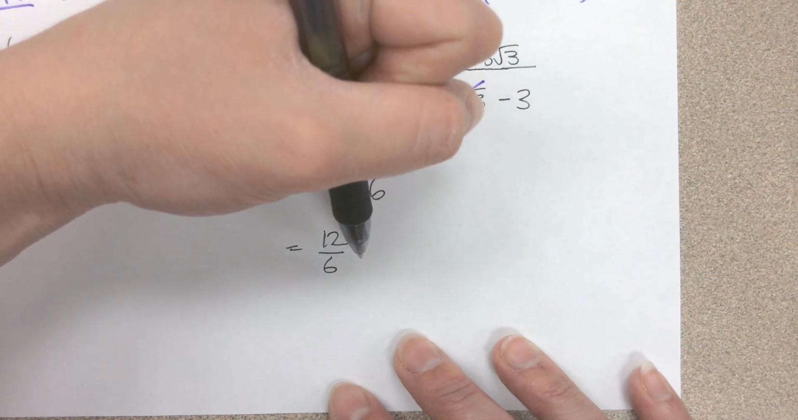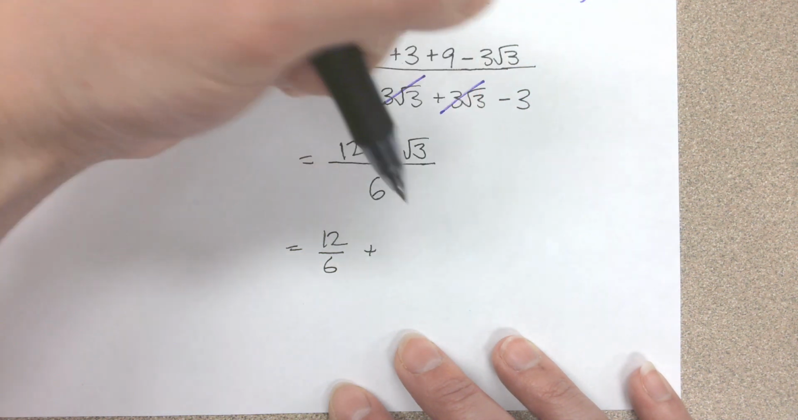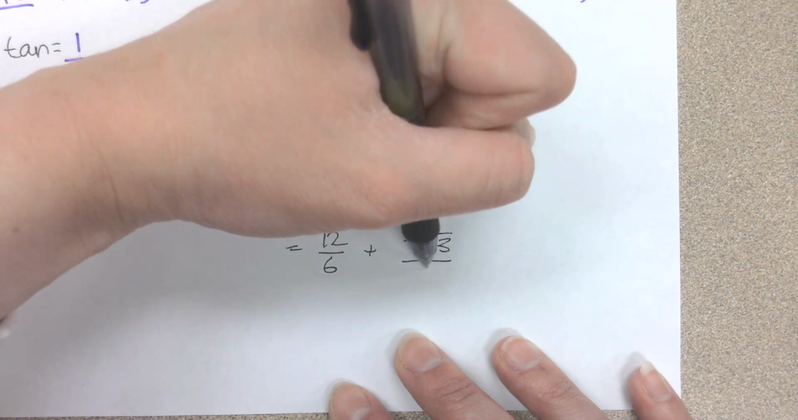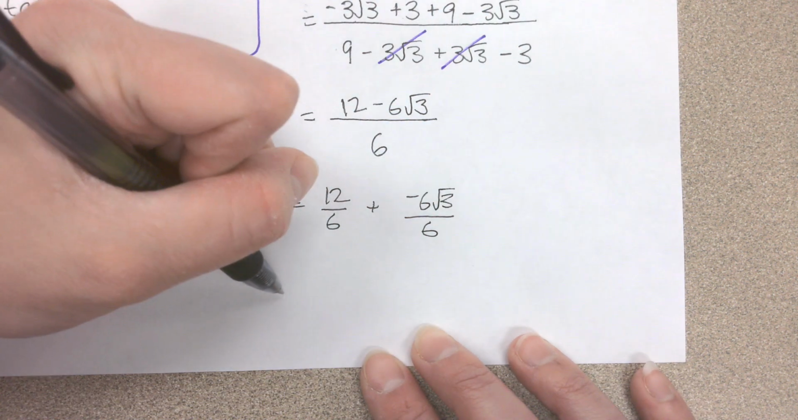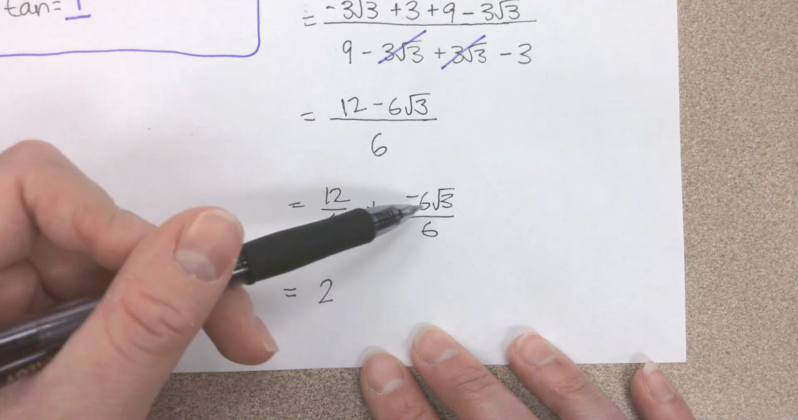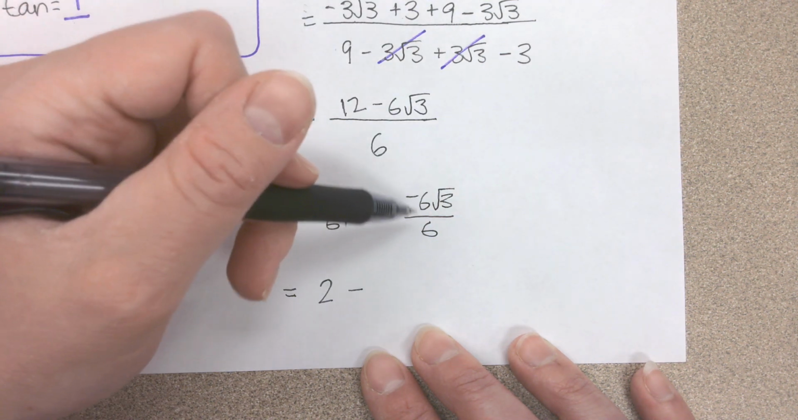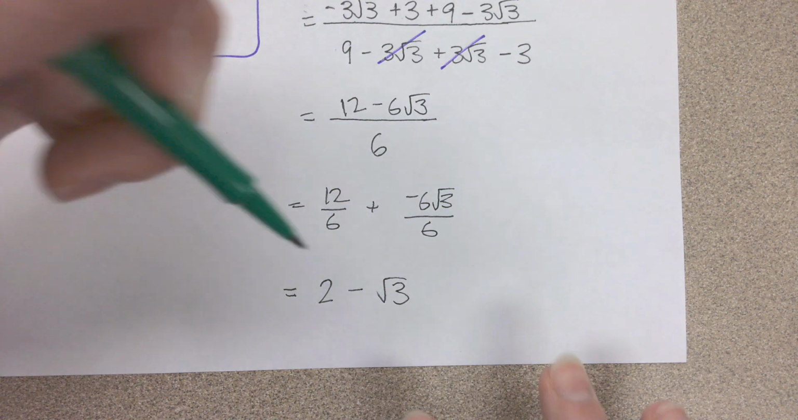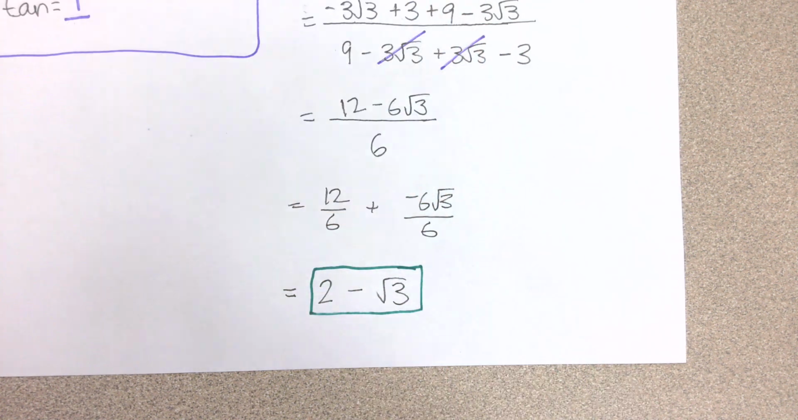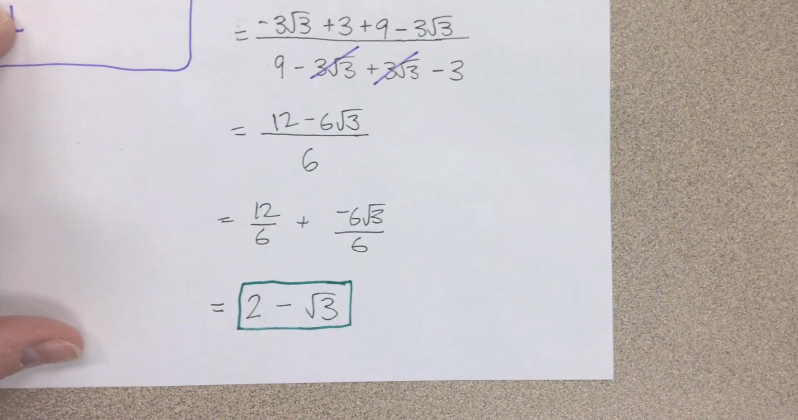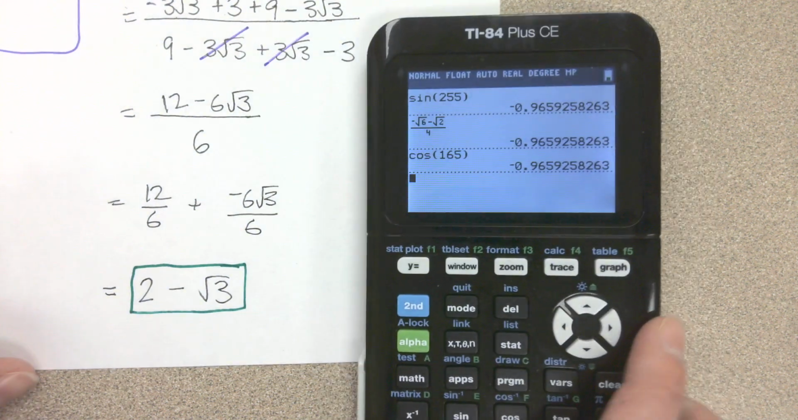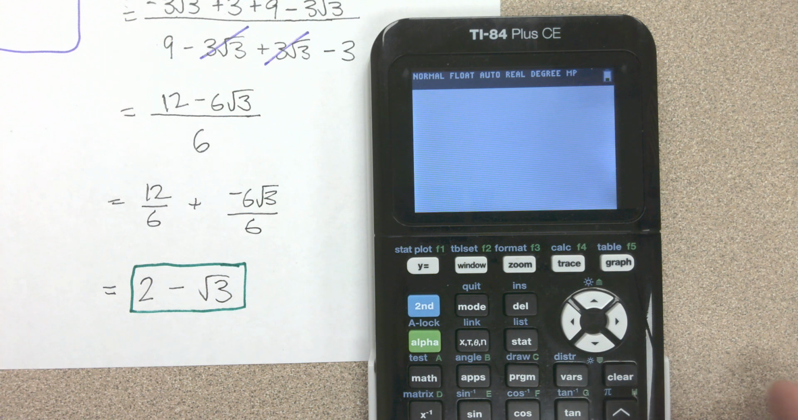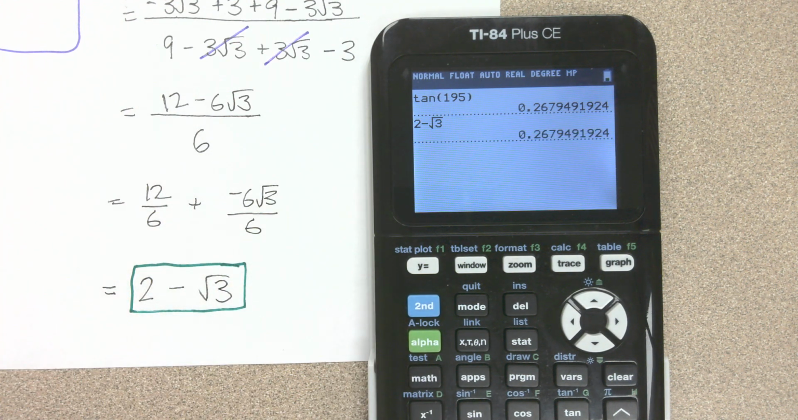12 over 6 plus negative 6 rad 3 over 6. 12 over 6 is 2. And since this will remain negative, I'll change that to a minus. Those cancel, and we get rad 3. 2 minus rad 3, and last but not least, check your answer because you can. So why not make sure that you are 100% correct? Tangent of 195, and 2 minus the square root of 3. There you have it.